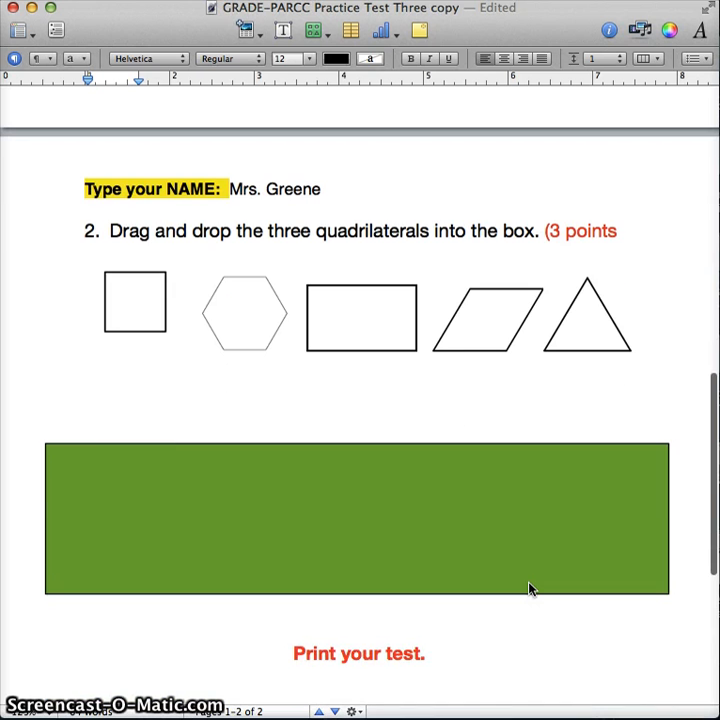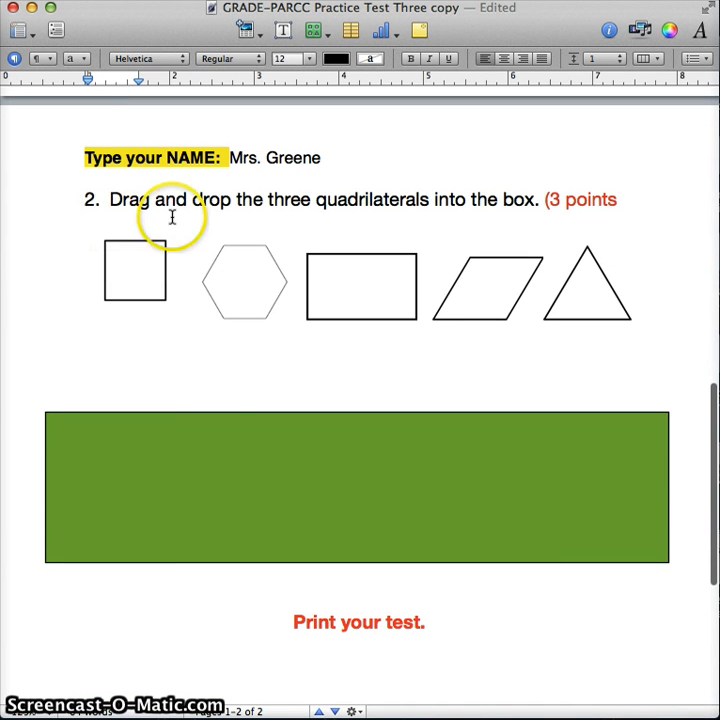Next. How much is this one worth? It says drag and drop the 3 quadrilaterals into the box, and they told you it was worth 3 points. Whoops, we're missing a parenthesis there. Okay, so you've got a job to do. You're going to drag and drop the 3 quadrilaterals. In order to get this right, you have to know what a quadrilateral is. What is a quadrilateral? Gosh, even if I didn't know, I do know that quad is the Latin word for 4. So I could figure that this is a question that's asking me to find 4-sided figures. So there are only 3 4-sided figures here. I'm going to guess those are my 3 quadrilaterals, and I'm going to be right.